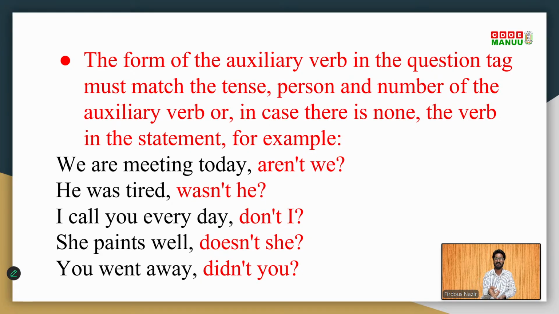So these question tags are aligning with the subject and the verb used in the statements. It's very much important that they should align, they should not contradict each other. We cannot use the plural form of the auxiliary in the question tag when in the statement it is the singular form of the auxiliary verb. That is incorrect. That will be contradicting. So the agreement should not be contradicting, it should be aligning with each other. I call you every day, don't I? She paints well, doesn't she? You went away, didn't you? We have already done it yesterday, but I'm recapitulating it for you so that we can do the exercise effectively.